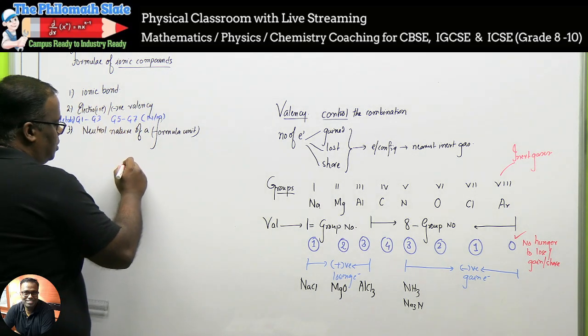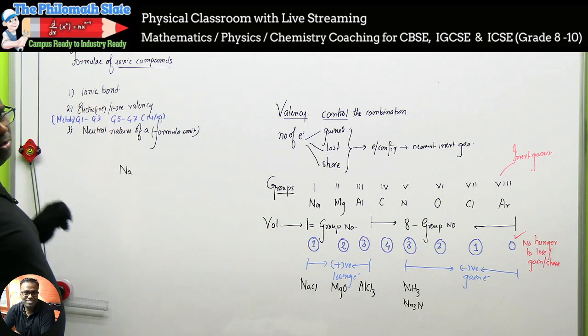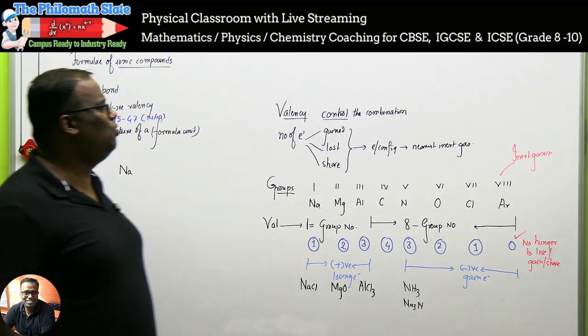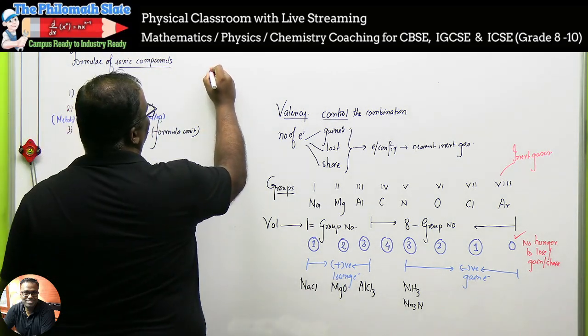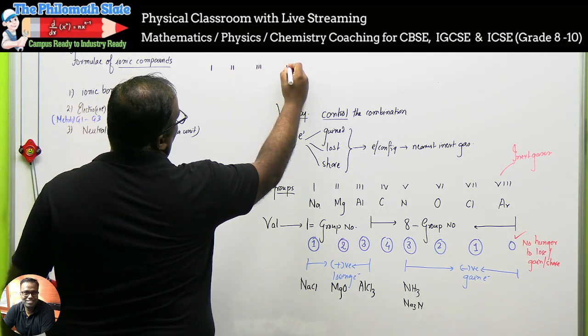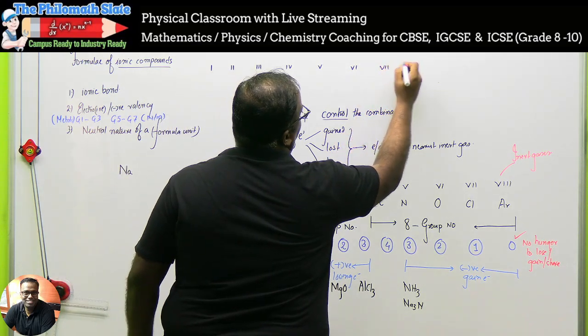So we have brought sodium. A little bit of periodic table you should know. You are supposed to know only 1 to 20. So let's write it quickly: 1, 2, 3, 4, 5, 6, 7 and 8.